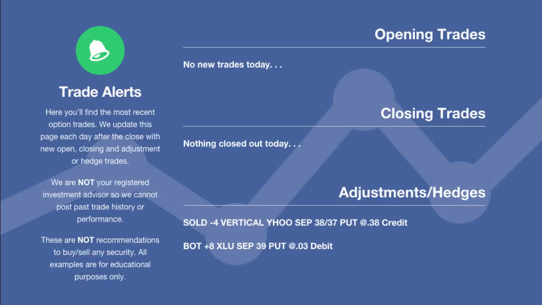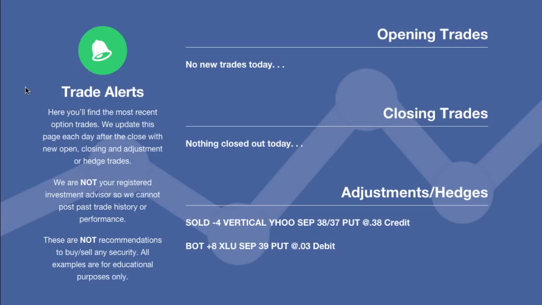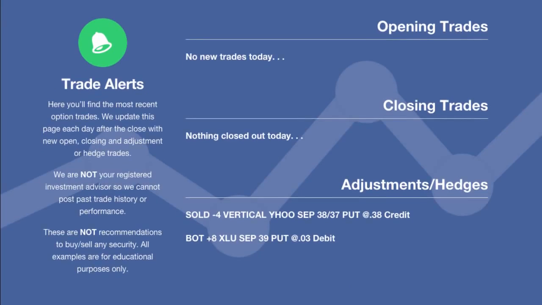All right, so today, like I said, we're going to go over all the trades that we made. We only made 2 trades today, and they were both adjustment trades. Both of those adjustment trades are down here in the bottom section, which can be found on the membership side of the homepage for Option Alpha. The first one I want to go over is Yahoo.